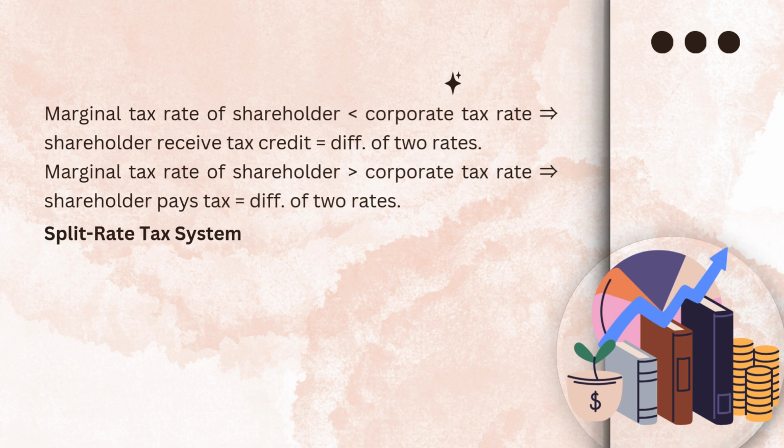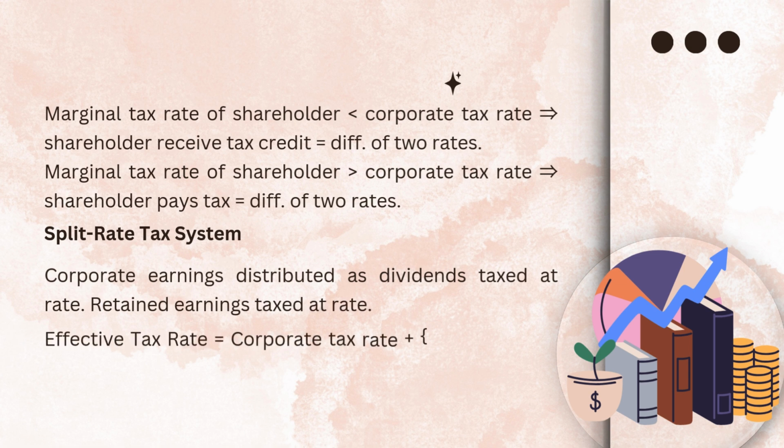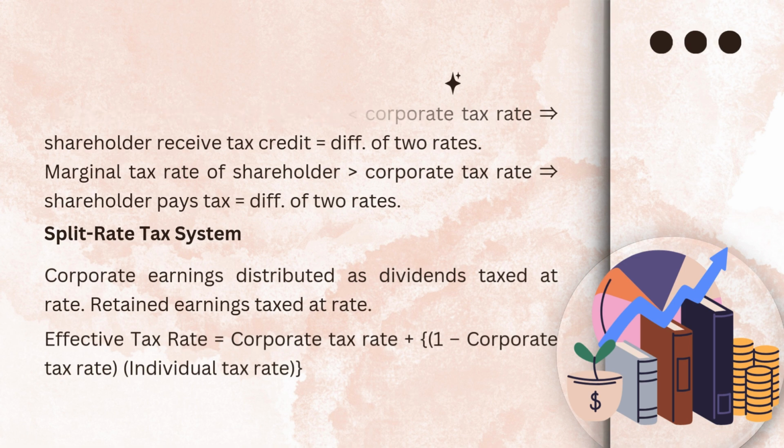Split rate tax system. Corporate earnings distributed as dividends are taxed at one rate, and retained earnings are taxed at another rate. The effective tax rate equals the corporate tax rate plus one minus the corporate tax rate times the individual tax rate.